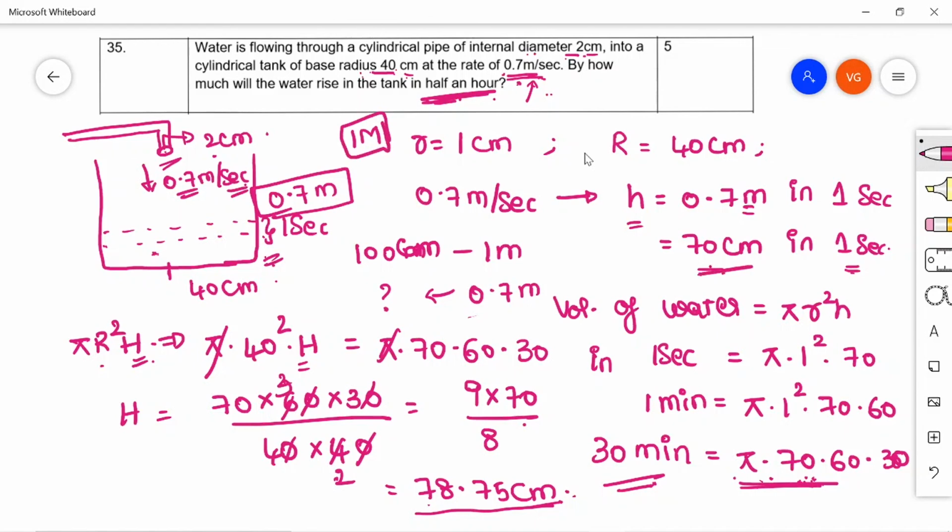So coming to the marking criteria, for writing the given data, you will get 1 mark, right? Then for converting height into centimeter, you will get half mark. For the picture, you will get 1/2 mark. Then writing down the formula, half mark.